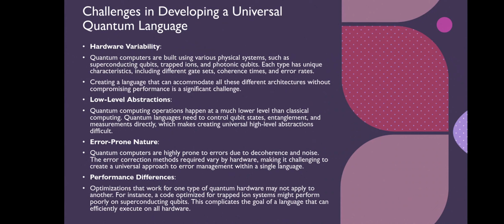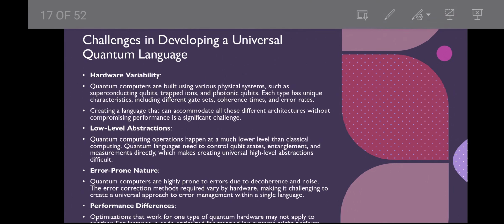Performance differences. Optimizations that work for one type of quantum hardware may not apply to another. For instance, code optimized for trapped ion systems might perform poorly on superconducting qubits. This complicates the goal of languages that can efficiently execute on all hardware.